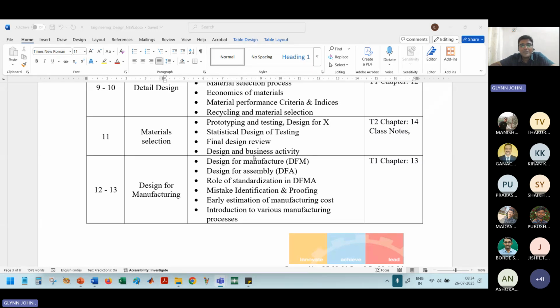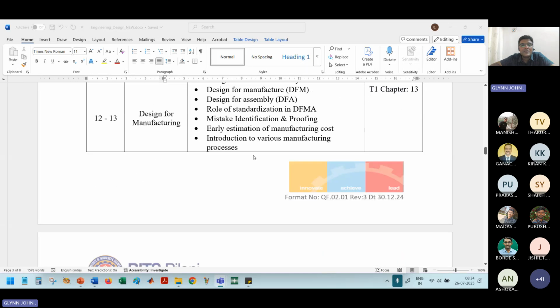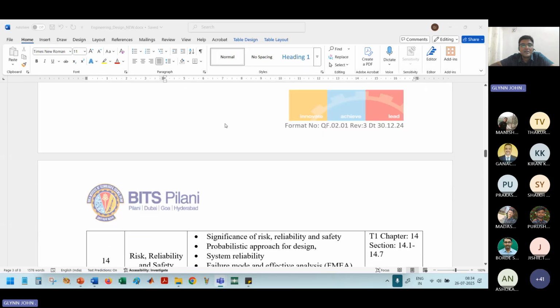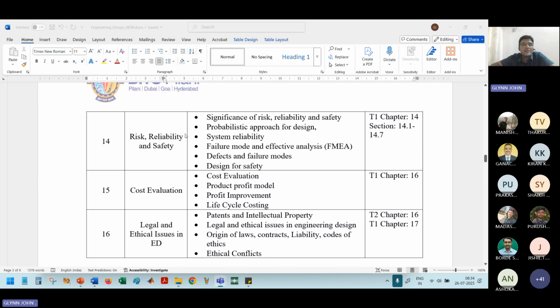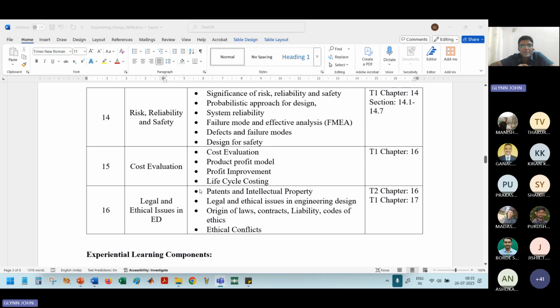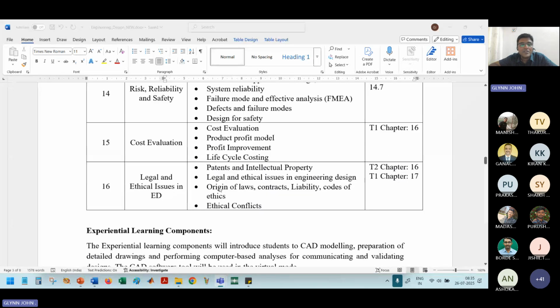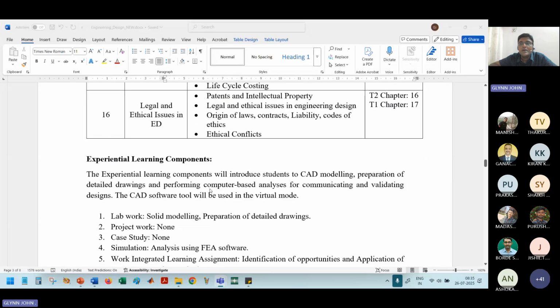Then we have design for manufacture, design for assembly. So design for X, all those topics are here, right? Then risk, reliability, and safety. Then cost estimation, how to estimate the cost, how to come up with decisions based on cost. Then the last topic, we'll discuss some intellectual property rights, some legal issues, ethical issues. Now, what are the things you should and should not do, right? All these topics we'll discuss in this course. Any questions up to this point?